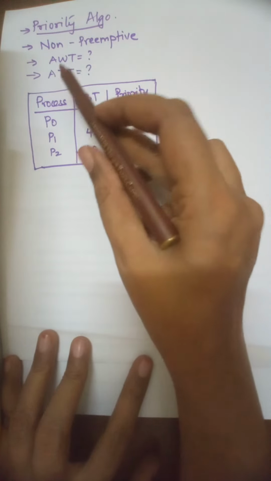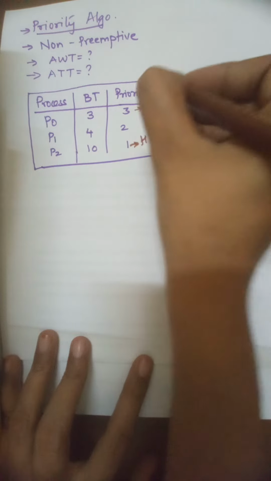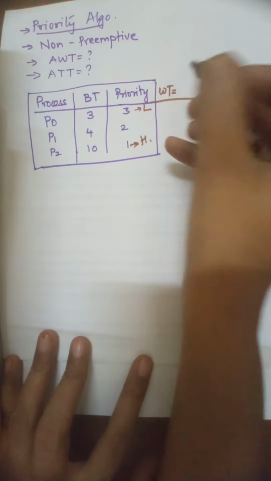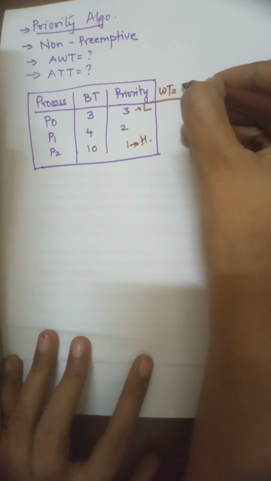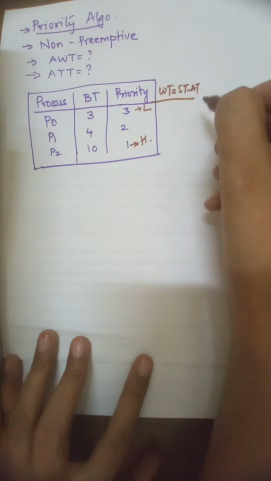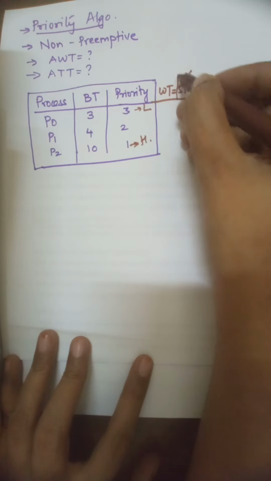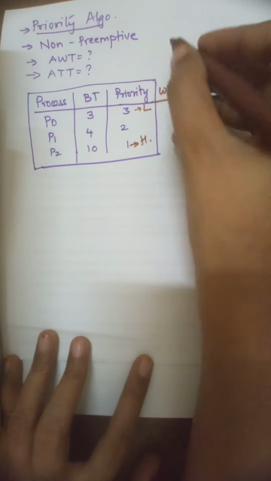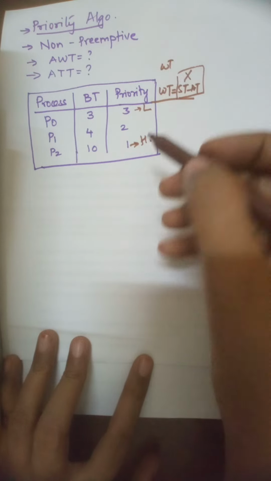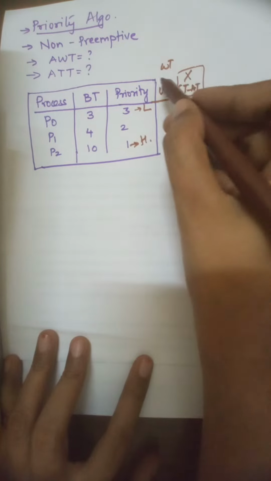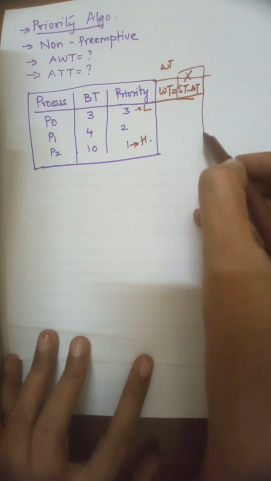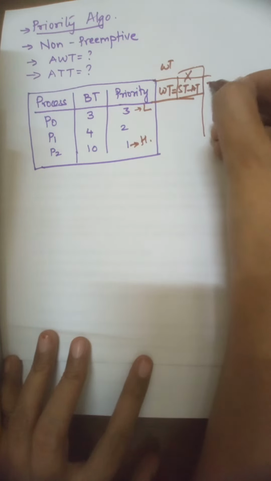For calculating the average waiting time, we should know what the waiting time is. For that, the formula for waiting time is the start time minus the arrival time. But in this question there is no arrival time, so this formula is not going to be used. Whatever values we get from the Gantt chart will be used. Then after the waiting time, we have the turnaround time.